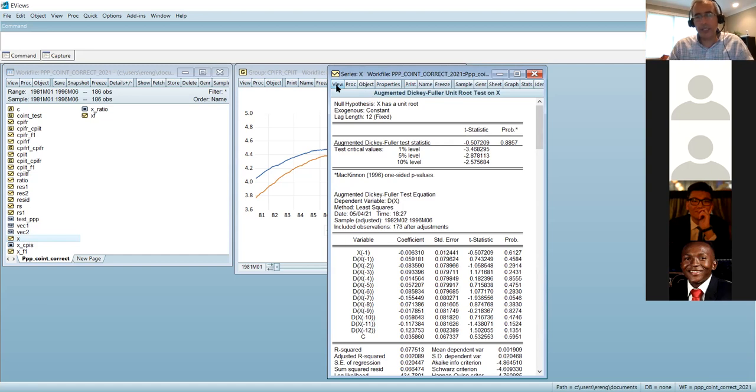Guys, do you agree? Technically, in finance, we always have I1s. Not always, but 99% of the time we have I1. But just to be sure, we need to check that we need to differentiate only once to make this I0, okay? Just to be sure.